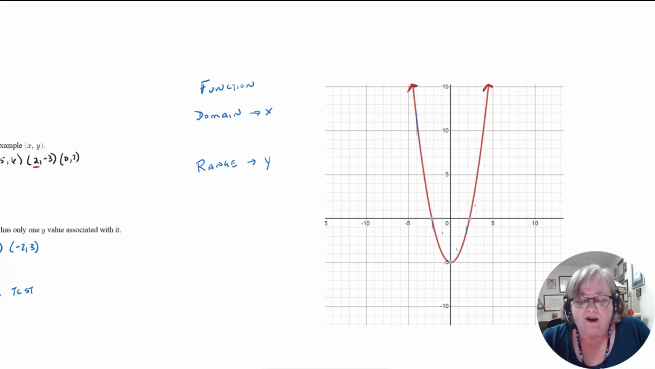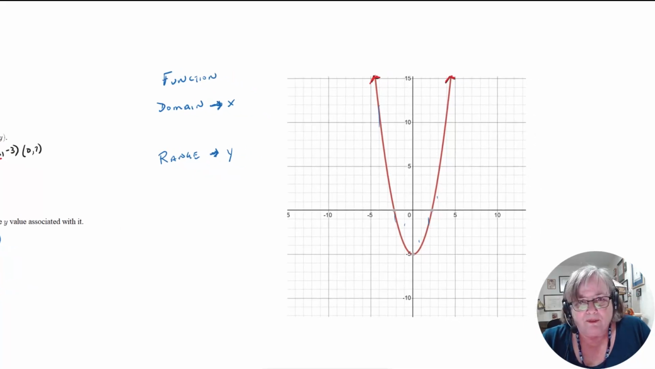Now, I'm a big believer in trying to find little ways to hang on to which one's which, especially when you're learning a lot of new terminology at the same time. So when I first learned this way back yonder, I learned it sort of as an alphabetical thing. X comes before Y in the alphabet, and D comes before R in the alphabet, so domain goes with X, and range goes with Y.